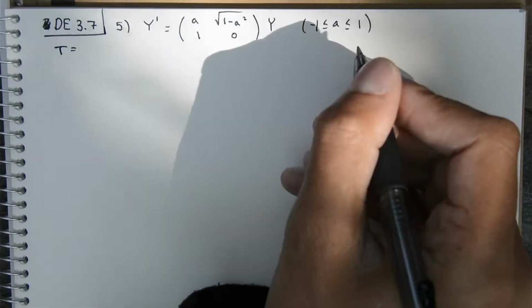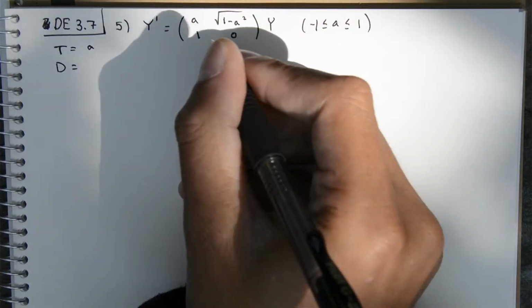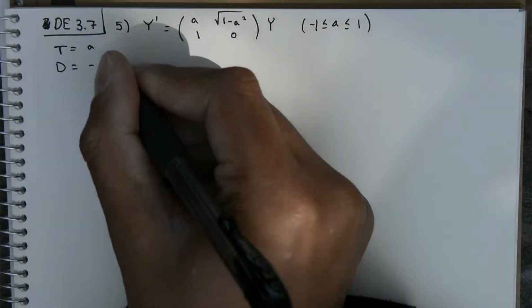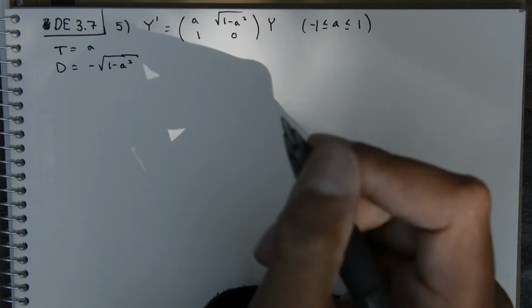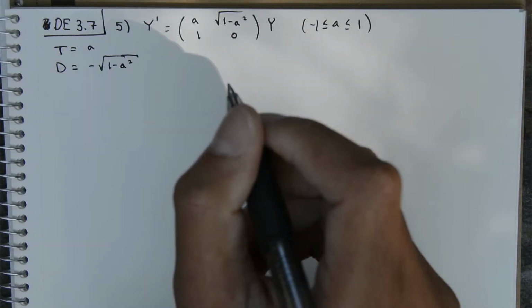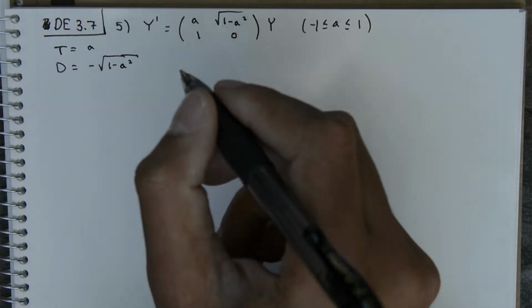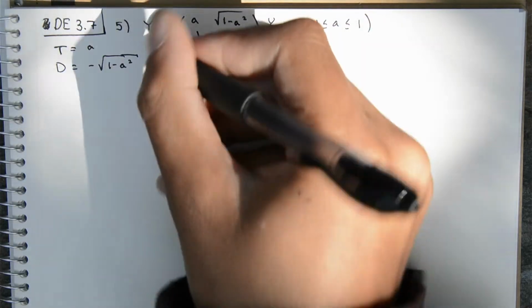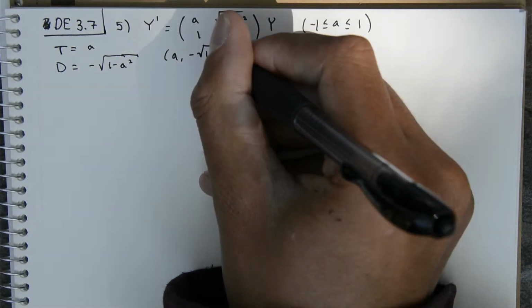The trace is going to be equal to a. And the determinant, d, is going to be equal to minus square root of 1 minus a squared. Interesting. Wait, so we're going to get a curve. We're going to get our curve a minus square root of 1 minus a squared.